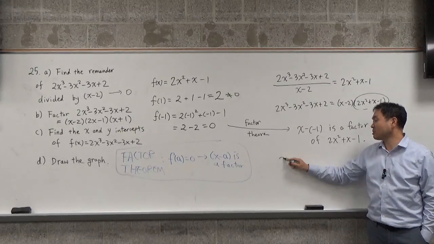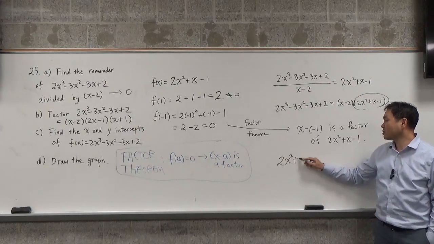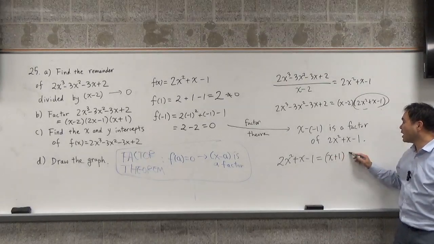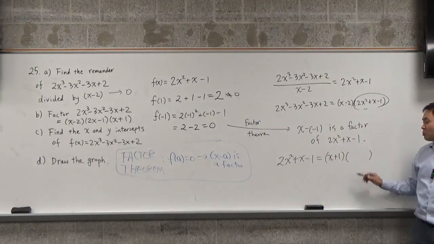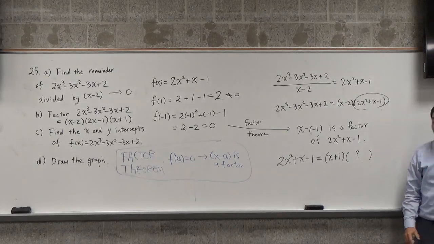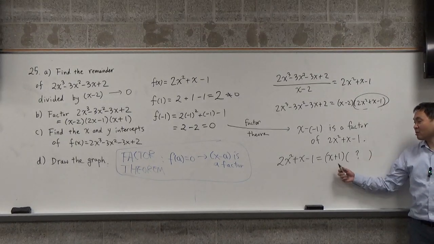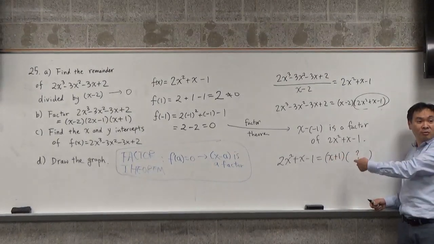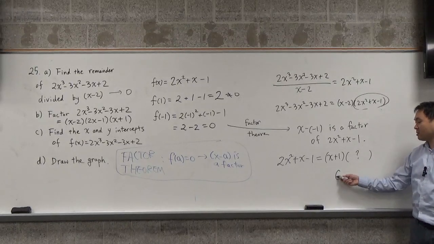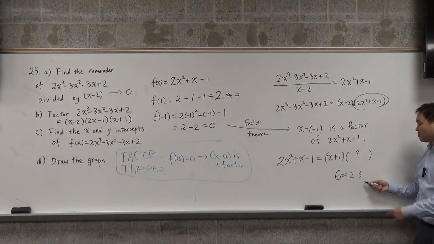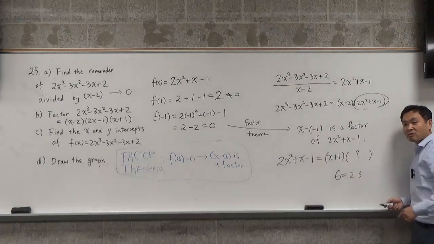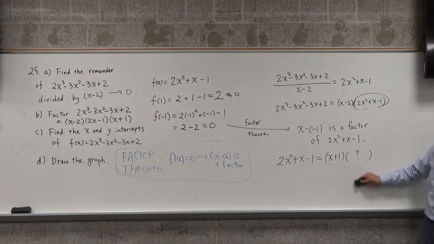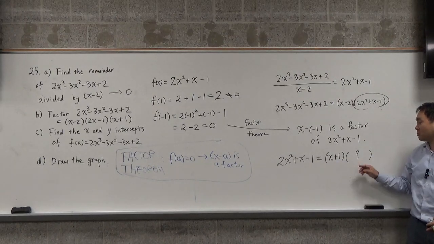So that immediately says that 2x squared plus x minus 1 is equal to x plus 1 times something. Because that's what factors mean, isn't that right? A factor is a part of the product that makes up the whole thing. It's like 6 is equal to 2 times 3. So 2 is a factor of 6, and 3 is also a factor of 6, right? So knowing that x plus 1 is a factor immediately tells you that this is equal to this times something.